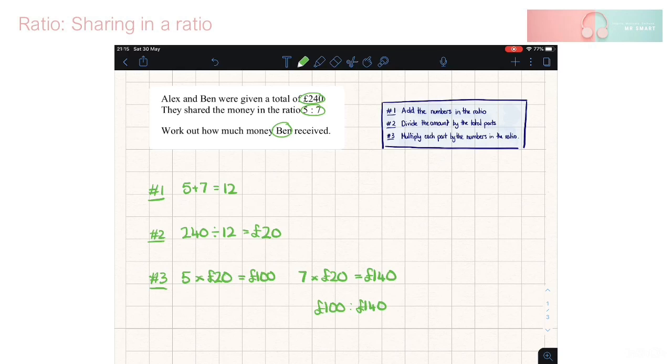But remember, we only want what Ben shared. Now, the order at which the numbers go in a ratio is important. So Ben being the second person in the question refers to the second number in the ratio. So actually my final answer is £140.